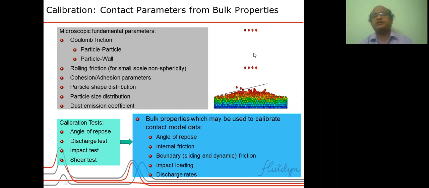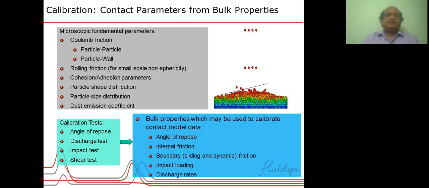if you pour particles into a cylinder, for example, depending on the characteristics of the particles, it will form a heap kind of thing. And this angle is called angle of repose. So such macroscopic or bulk properties can be measured.